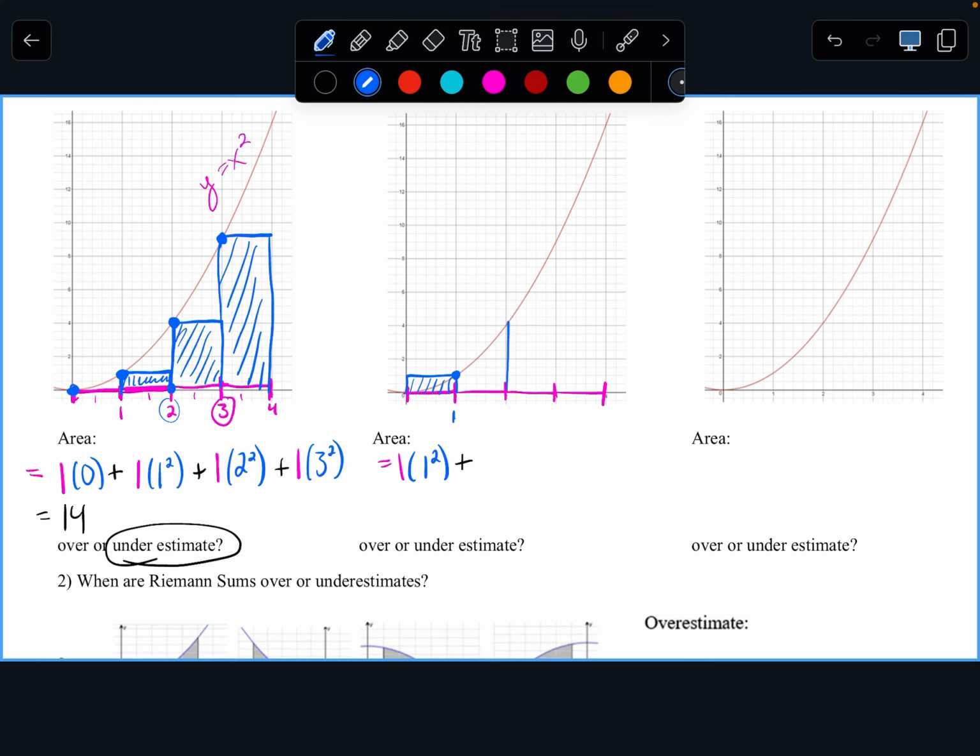And then the next one is similar. Width is 1, but then the height would be 2 squared. I'm using the right side of the rectangle because I'm doing a right endpoint. Plus 1. And now I'm using 3 squared.